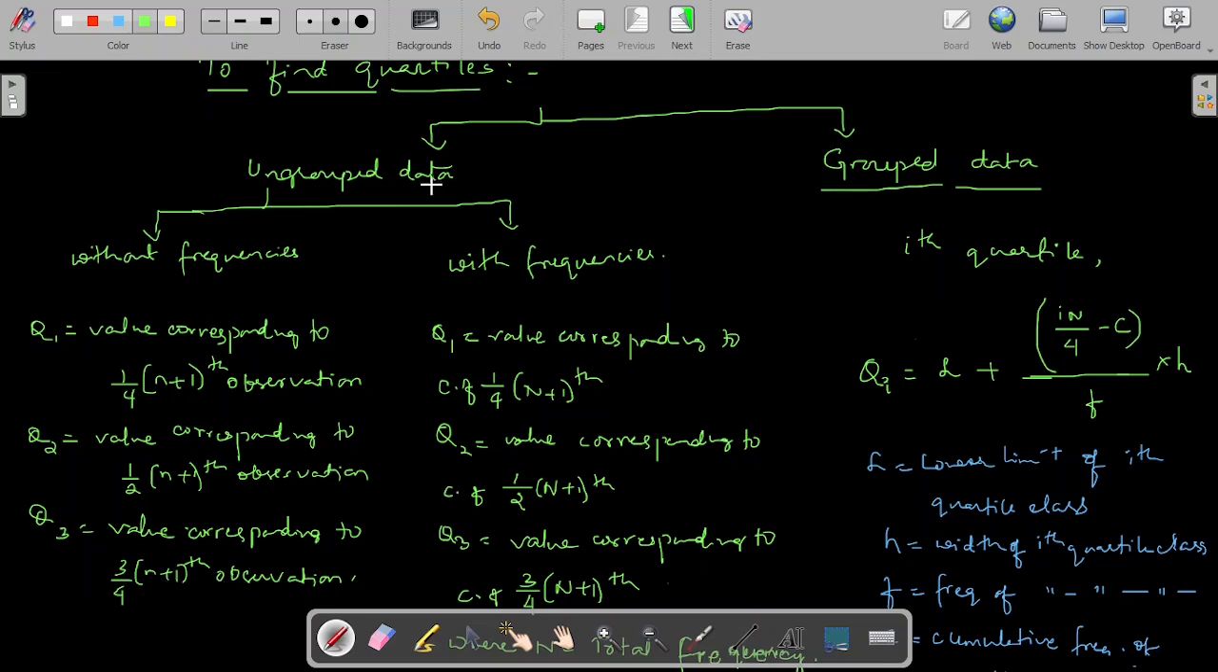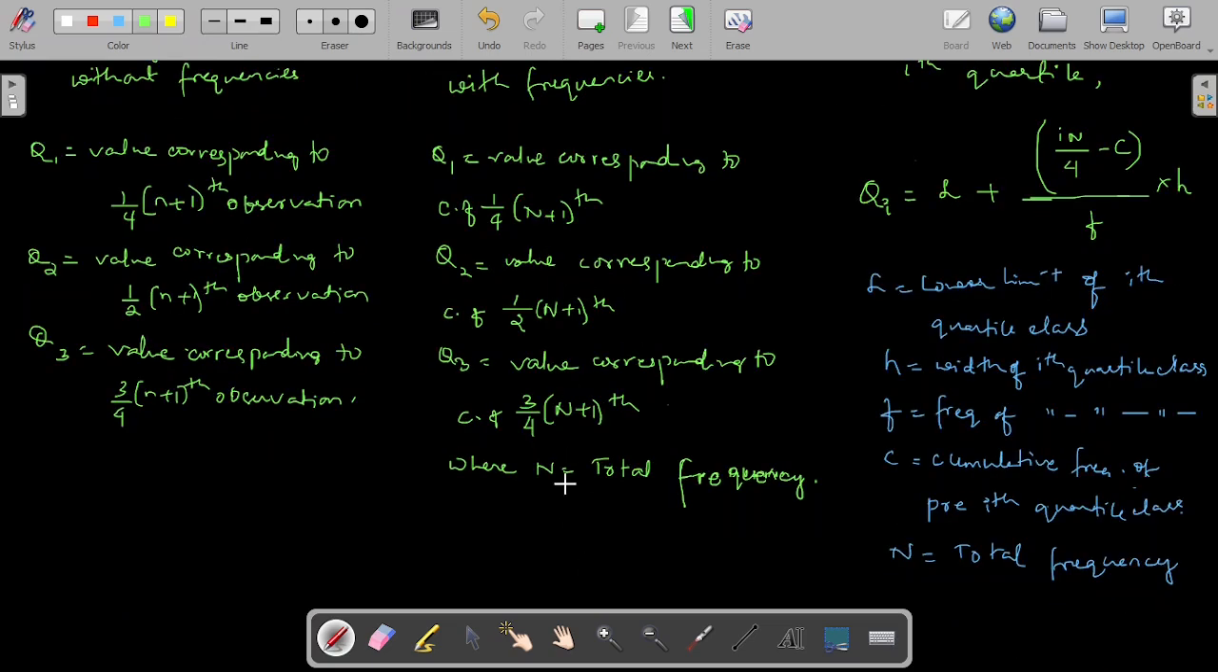Now, if you have ungrouped data with frequencies, then Q1 is the value corresponding to the 1/4 times (N+1)th cumulative frequency. In the case of frequencies, capital N means the total frequency. For raw data, we use small letter n, that is the number of observations.